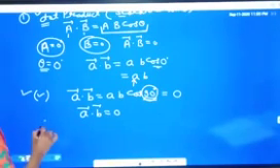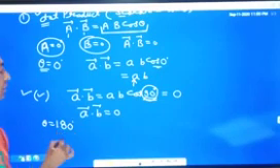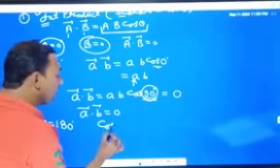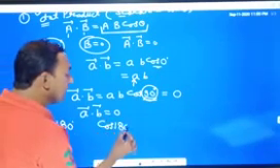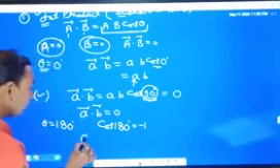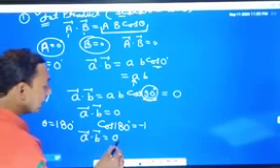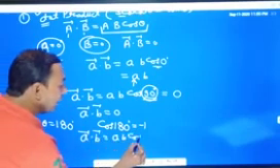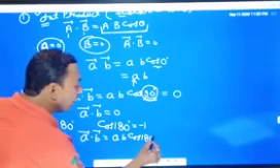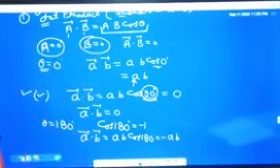0. If theta, the angle between two vectors, is 180 degrees, what is the value of cos 180? Cos 90 value is 0 and the value of cos 180 is minus 1. If the angle between a vector and b vector is 180 degrees and cos 180 degrees is minus 1, then a dot b is minus ab.